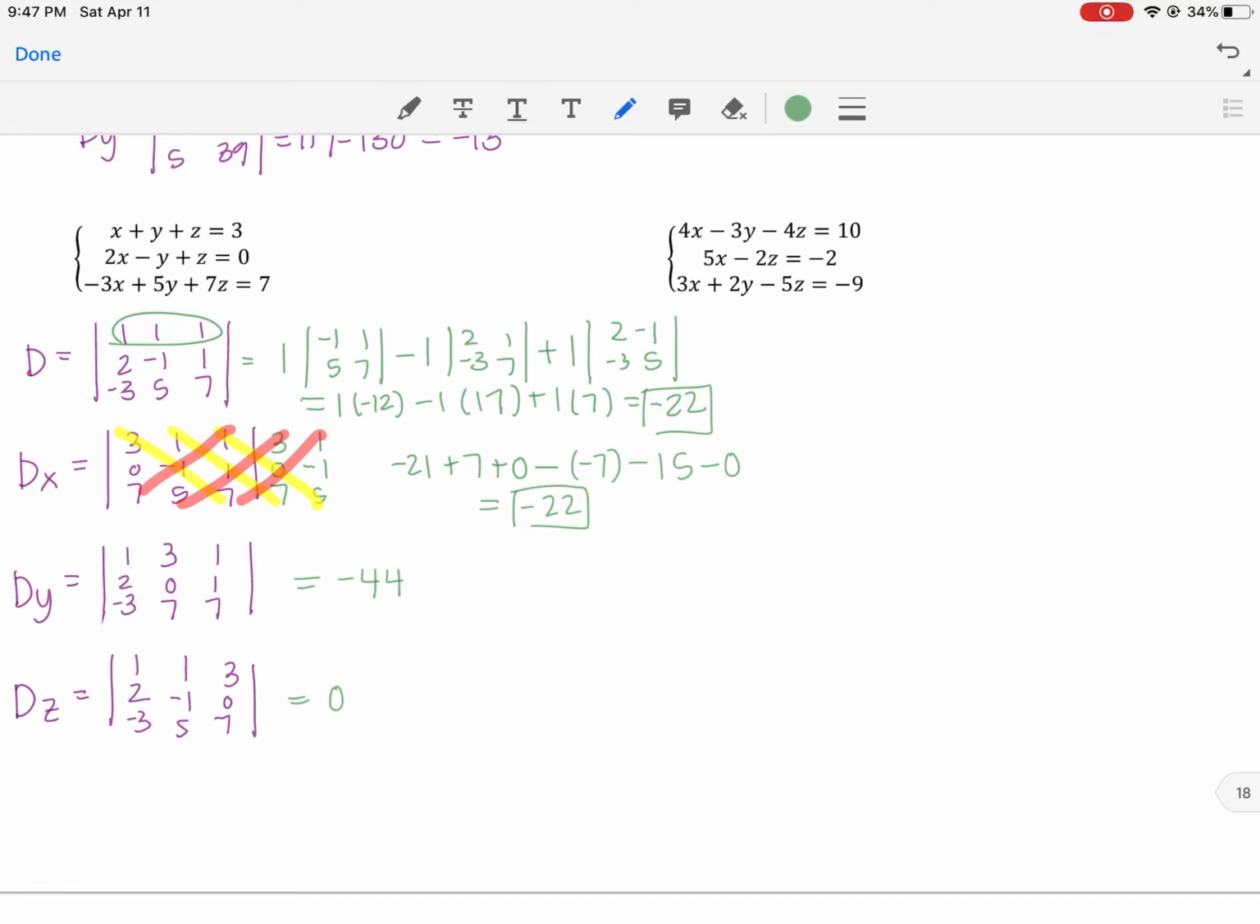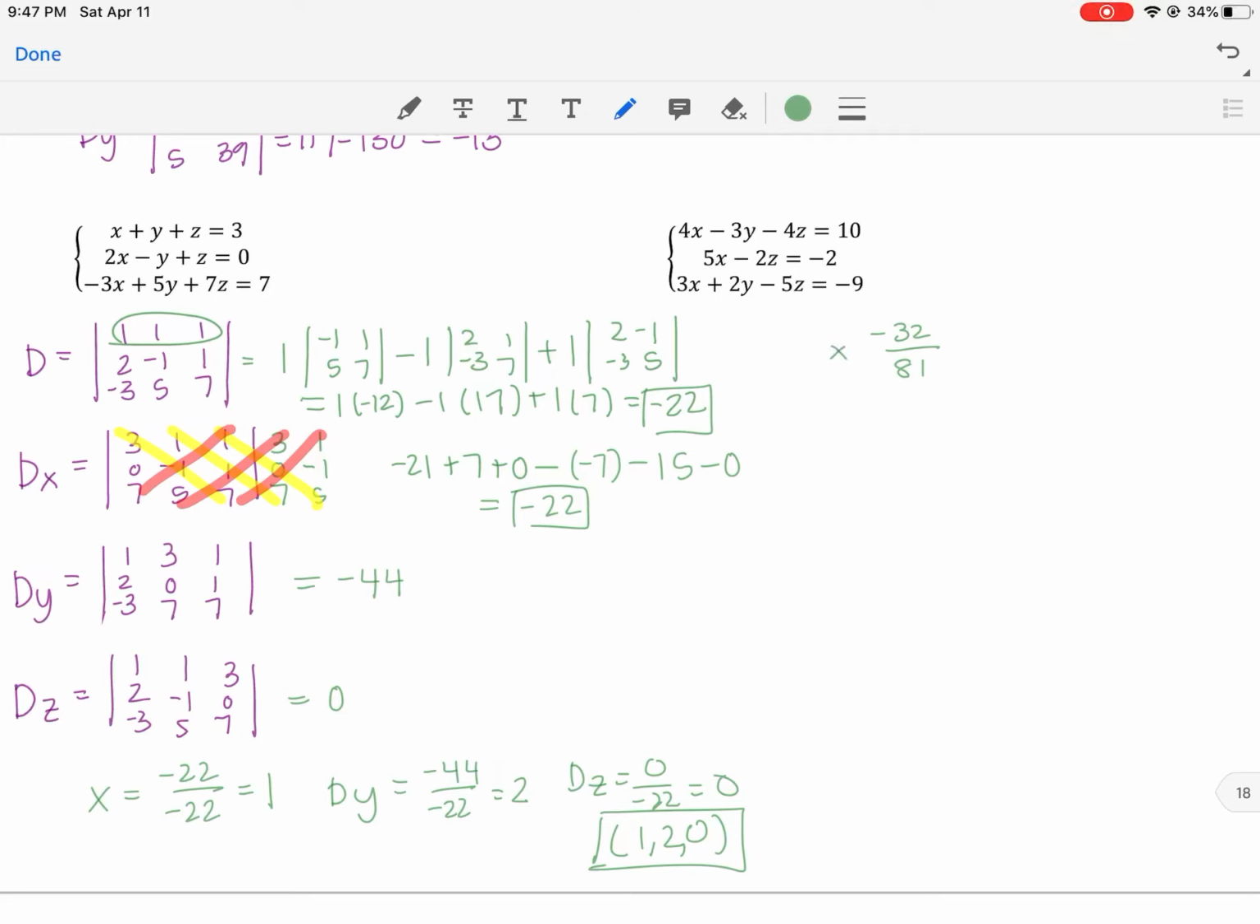I'll let you choose which method you want to do for these two, but if you do it correctly, you should get a negative 44 and a 0. So then, to figure out your x, y, and z, x will be negative 22 from your d sub x over your original determinant of negative 22, so it's 1. D sub y is negative 44 over the original, which is negative 22, which is 2. And d sub z is 0 over negative 22, so it is 0. So your answer here is 1, 2, and then 0.